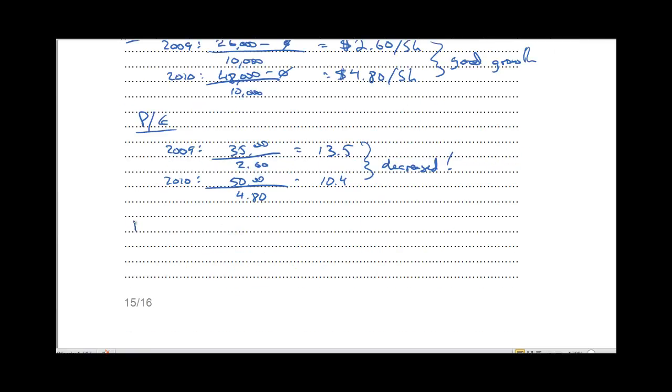Dividend payout. This just looks at what percent of the earnings actually gets returned to shareholders in the form of dividends. So in 2009, they paid $1 per share, and they earned $2.60 per share. So that meant that they paid out 38% of their earnings. In 2010, they bumped the dividend up to $1.20, but the earnings went way up, so the dividend payout actually fell. And that might have something to do with the price-earnings ratio.